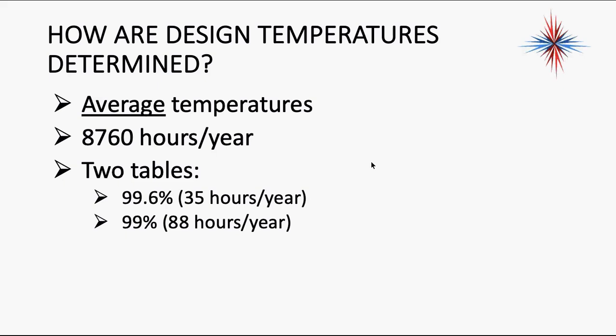We determine design temperatures by the average temperature. We know there's 8760 hours in a year, so there are 2 tables that are used. One is the 99.6%, which is 35 hours per year, and then the 99% table, which is 88 hours per year. You don't have to worry about that for this project because Manual J actually picks, I believe, the 99.6%.